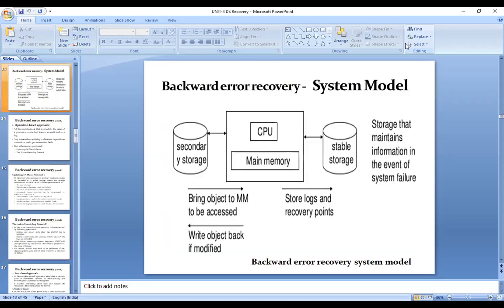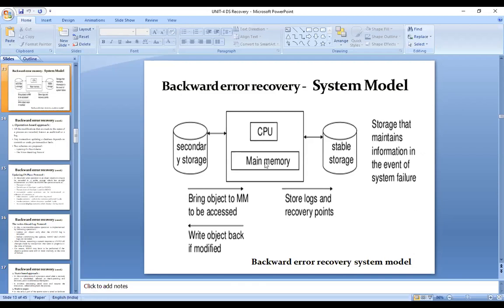So we have two ways by which we can implement this backward error recovery scheme. One is the operation based approach and another is the state based approach. Before we go into the detail of the operation based approach and the state based approach, we just want to discuss the model of the system with which the backward recovery scheme can be implemented.